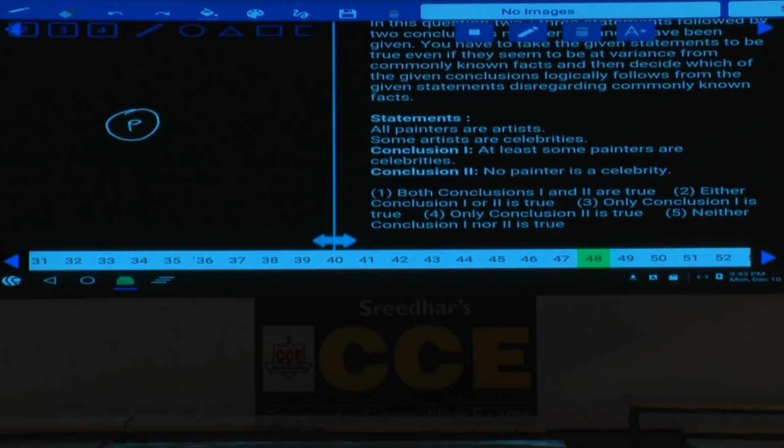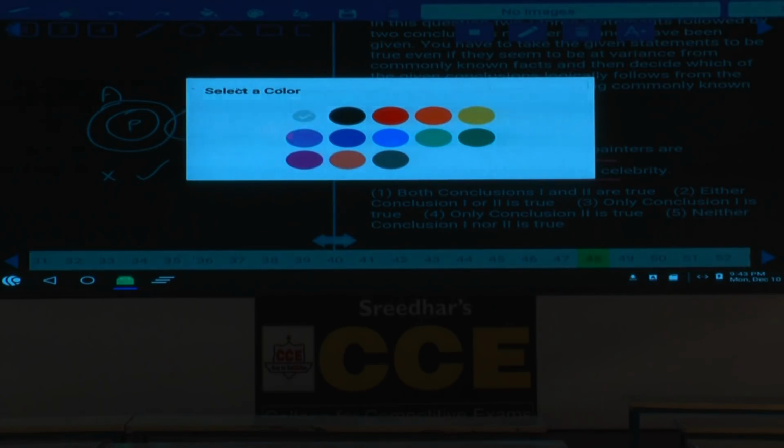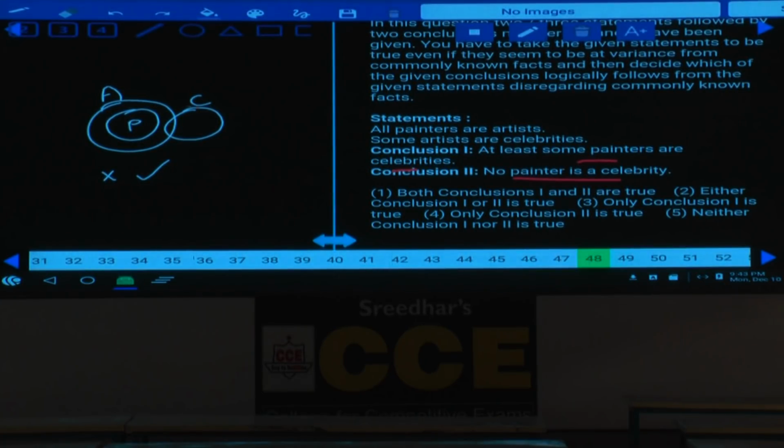All painters are artists. And some artists are celebrities. First one, some painters are celebrities, false. No painter is a celebrity is true. Now to make this one false, because the second conclusion is a negative conclusion, we can draw like this. By drawing like this, some celebrities are painters is true, hence no celebrity is a painter will be false. Alternate diagram proven, previous conclusion false.